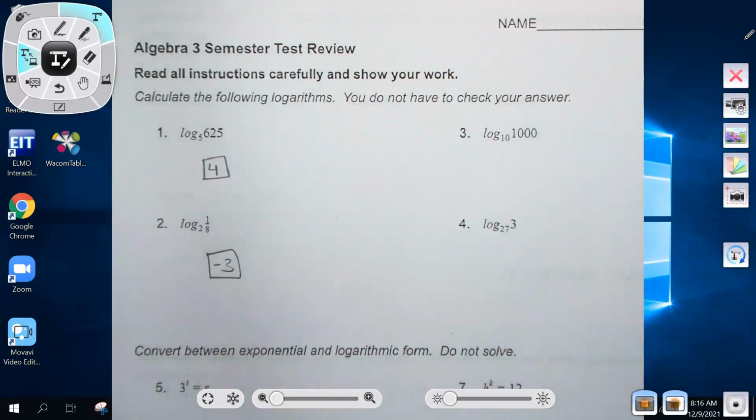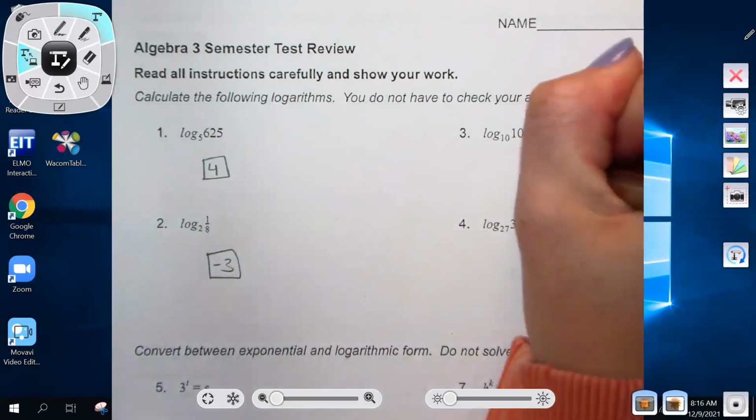Number 3, log base 10 of 1,000. So 10 to what power equals 1,000? You should get 3.